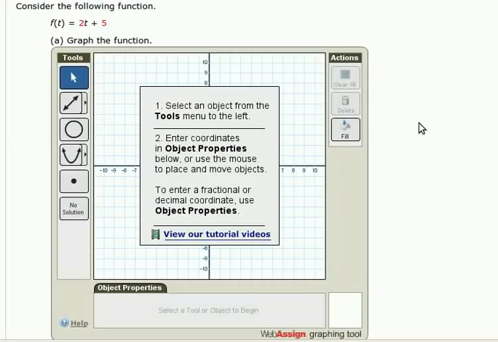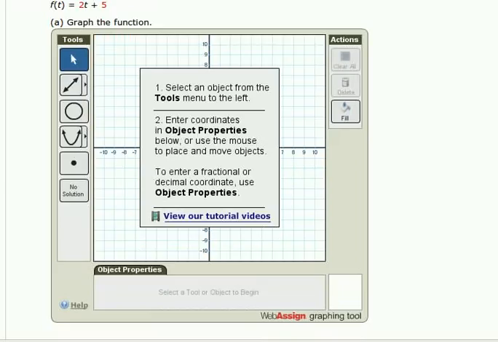Okay, just trying to look at some of these functions where we do graphing in WebAssign. Some people had some issues with this. This one's asking us to graph the function f of t equals 2t plus 5 in the viewing window. So, the first thing we need to do is find some points on this line.